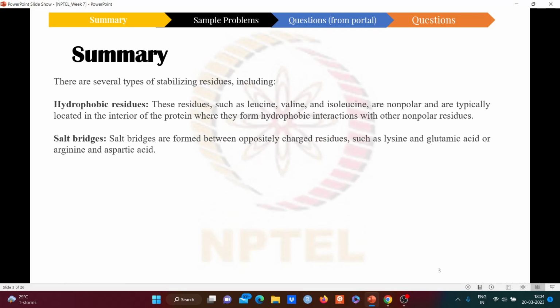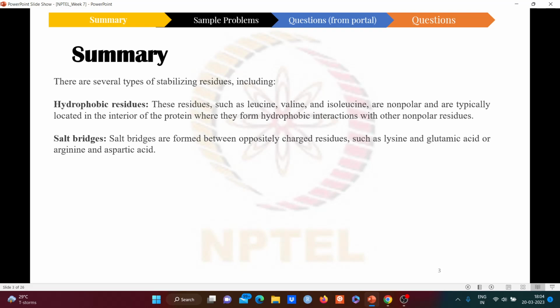Next are the salt bridges. As you know, these are formed between two oppositely charged residues, such as positively charged amino acids and negatively charged amino acids. These interactions are crucial for maintaining the stability of a protein structure by helping to stabilize the charged regions of a protein. These charged regions will mostly be the exposed or surface regions.